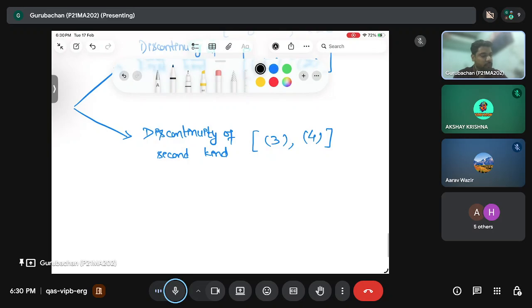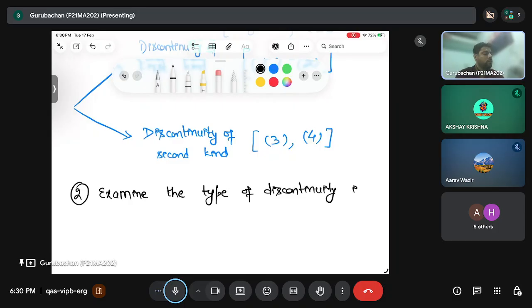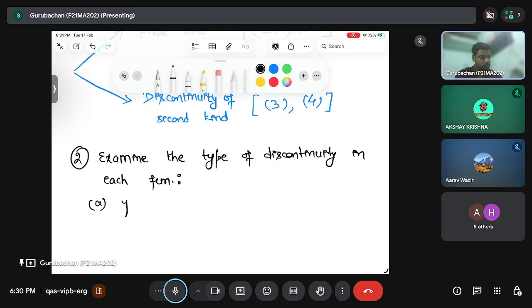Now let us understand this with the help of an example. Examine the type of discontinuity in each function. The first one is, try this one.